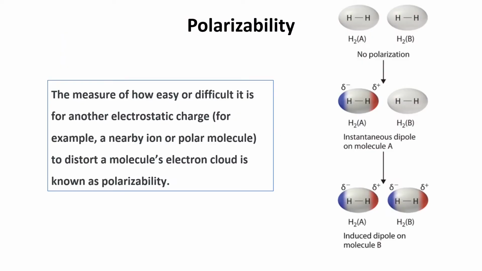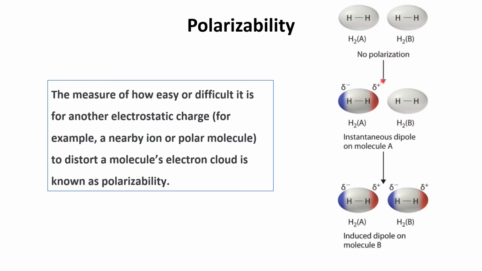After understanding the term polarity, let me explain the term polarizability. Polarizability is the measure of how easy or difficult it is for another electrostatic charge, which can be an ion or a polar molecule, to distort a molecule's electron cloud. For example, we know that the hydrogen molecule is a non-polar molecule, that is, it has symmetric electron distribution. But when it comes in contact with another hydrogen molecule, we can see that this hydrogen molecule has a dipole. It means it has a delta positive charge, which is a partial positive charge, and a partial negative charge.